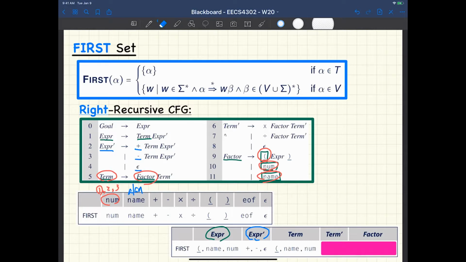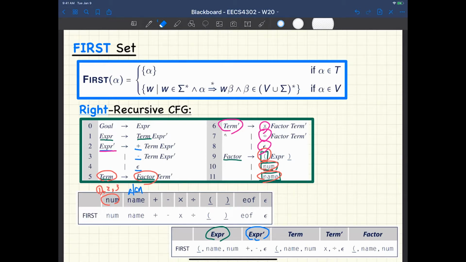How about term prime? Okay, so now for term prime over here, let's use another color. That's easy. Multiplication, pretty much like how we figured out expression prime, right? So that one is also fine over here. Okay, for factor, that's quite easy, right? Straightforward, just like that. Okay, any questions?